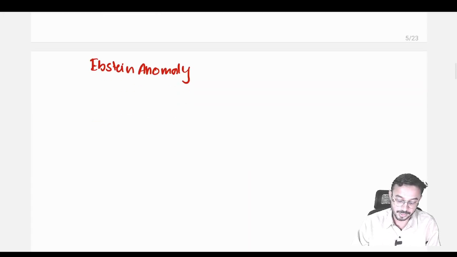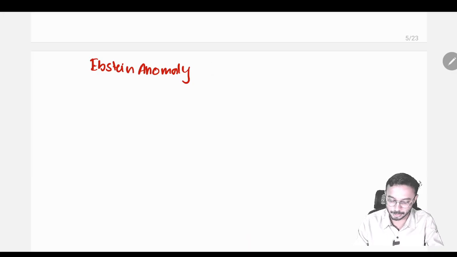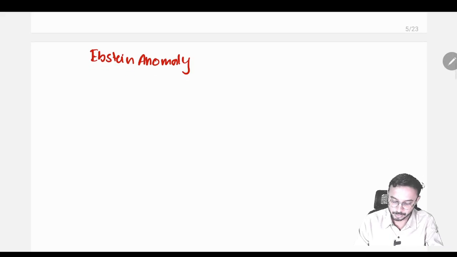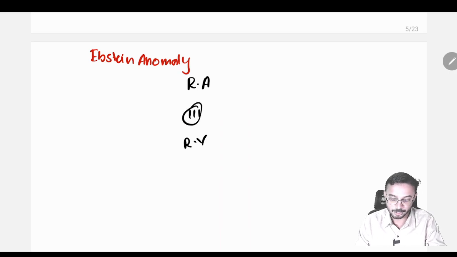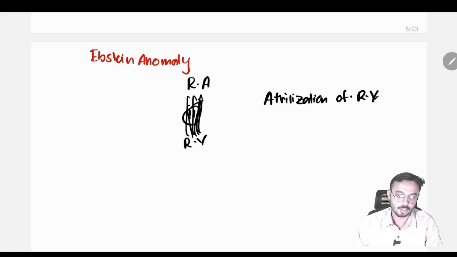And what do you mean by Ebstein anomaly? What happens in Ebstein anomaly is, we all will be studying that lithium consumption leads to Ebstein anomaly and all. So let me teach you. So right atrium, here tricuspid valve, right ventricle. Here tricuspid valve is not functioning properly, so all the blood will go into the right atrium. So that's why it is also known as atrialization of right ventricle. Okay, so here it is.